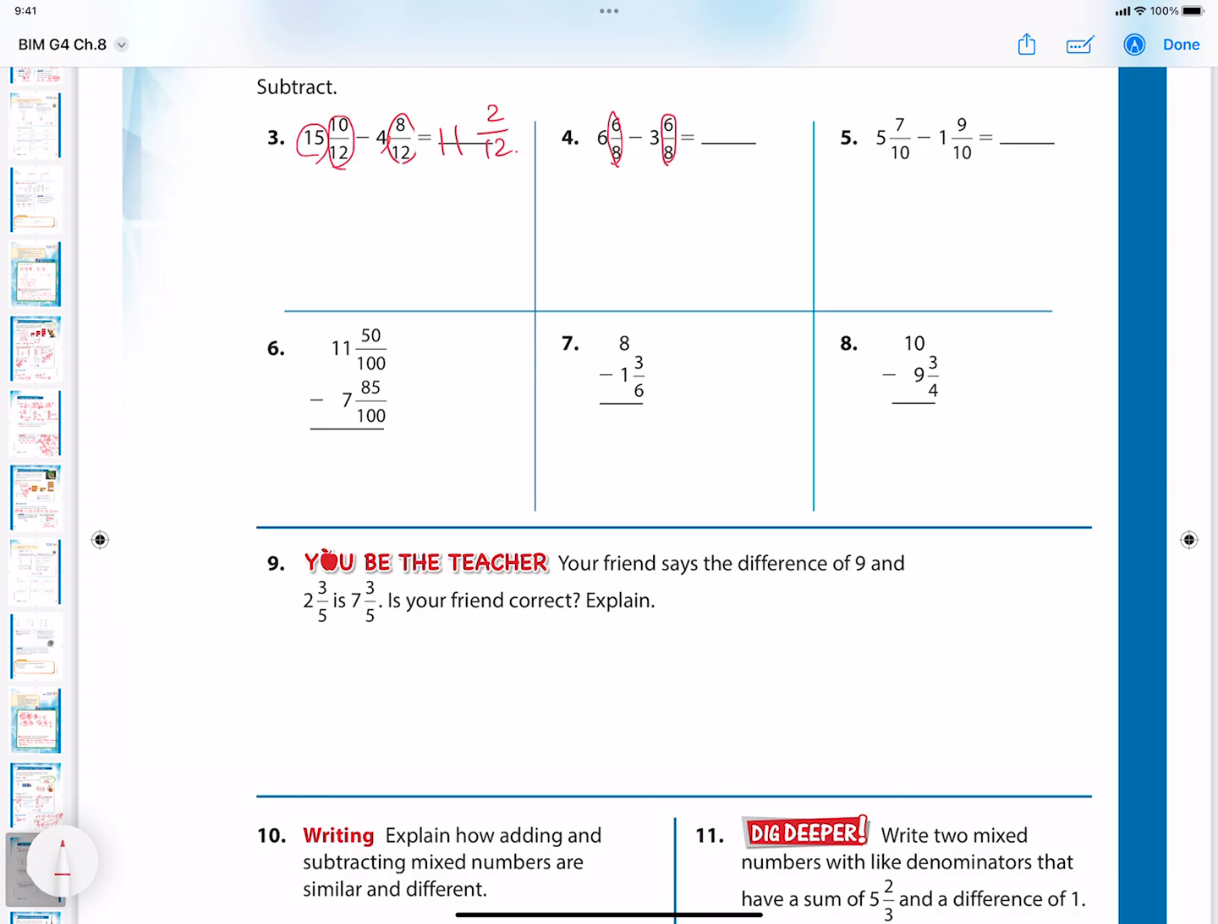Let's check the fractional parts. Okay, 6 over 8, 6 over 8. Okay, that's equal. That means what? Yep, they eliminate. Okay, and then 6 take away 3 is what? 3. That's it. 3. There are no fractional parts.